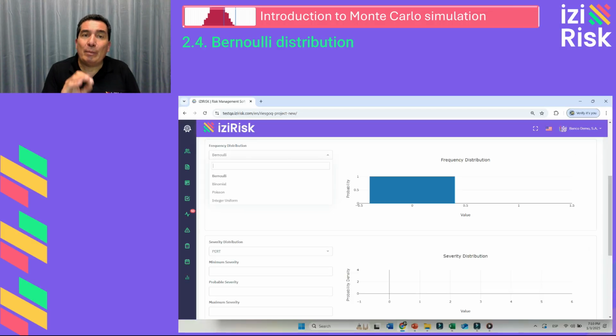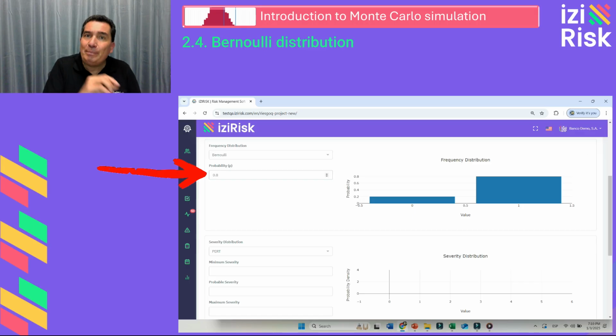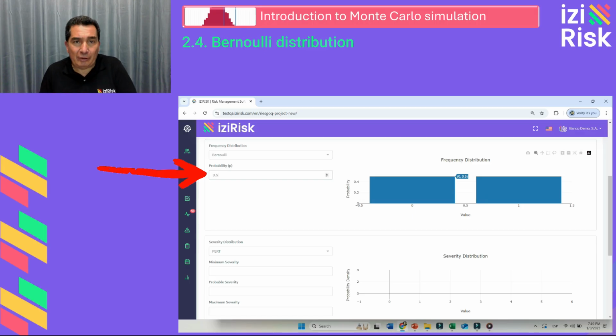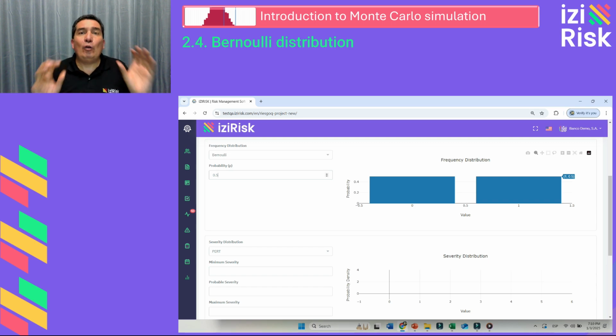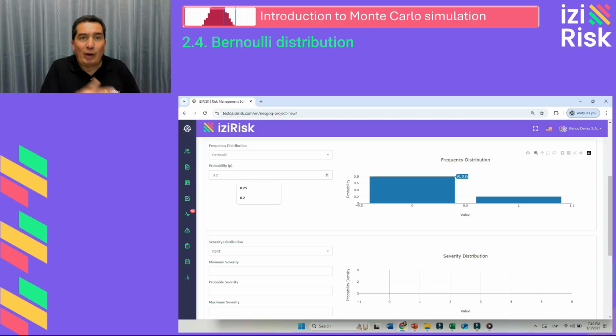For example, with a Bernoulli distribution where P equals 0.5, that is, there's a 50% probability that the event will not occur, 0, and a 50% probability that the event will occur, 1. These are the only two possible outcomes. If we change the parameter to P equals 0.2, the probability that the event will not occur rises to 80%, 0, while the probability of occurrence decreases to 20%, a 1.